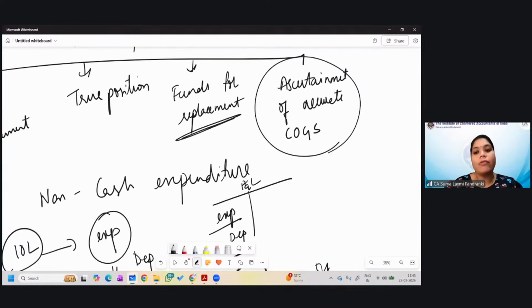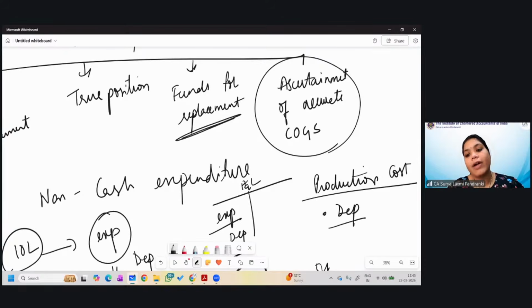And the ascertainment of cost of goods sold. Cost of goods sold means what? When you are calculating the production cost, you start providing depreciation in it. Why are we providing depreciation here? It is because you're using that asset. You are using that asset.